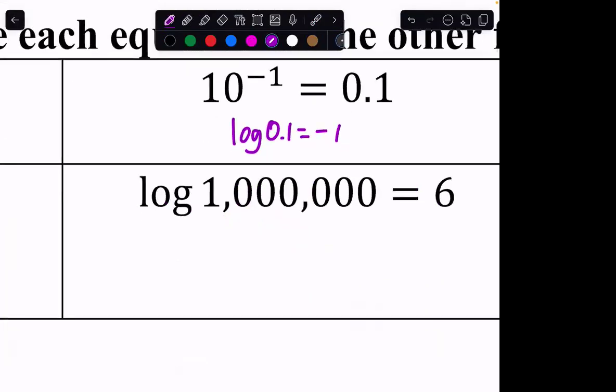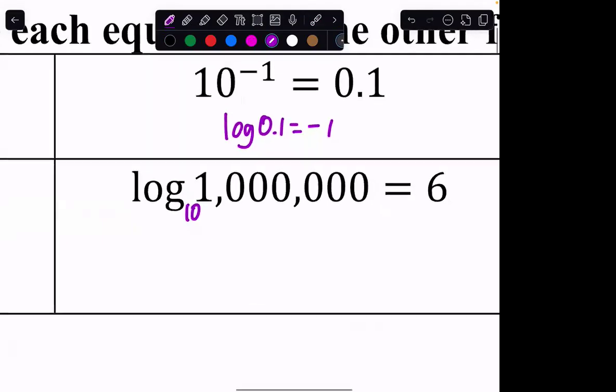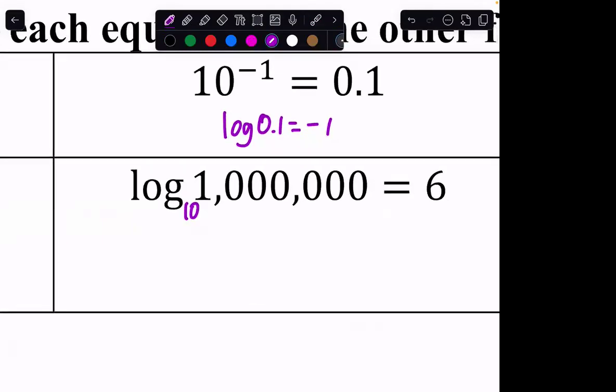Okay, now over here, again, you need to recognize that when there's no visible base, log is really log base 10. Okay, so this log 1 million equals 6, the equivalent expression or equation, 10 to the power of 6 is 1 million.